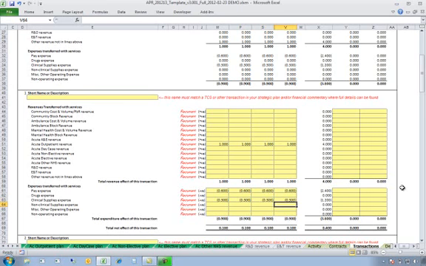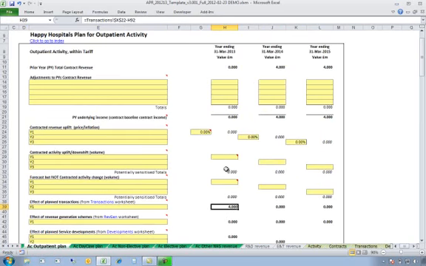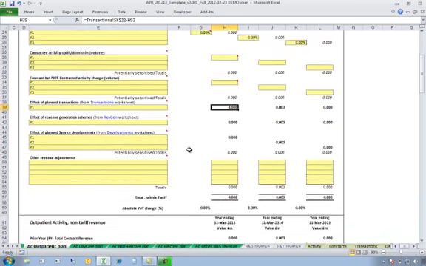And it's really straightforward and obvious. The net effect is shown, the net effect is transferred up there, and if we go to the acute outpatient revenue, the plan sheet, you can see that the effect of the plan transaction comes in as a 4 million in the first year. Now within this there is tariff and non-tariff.